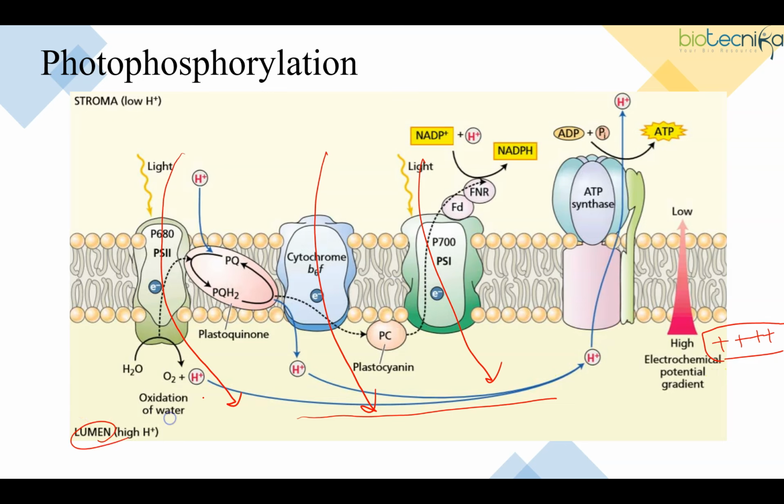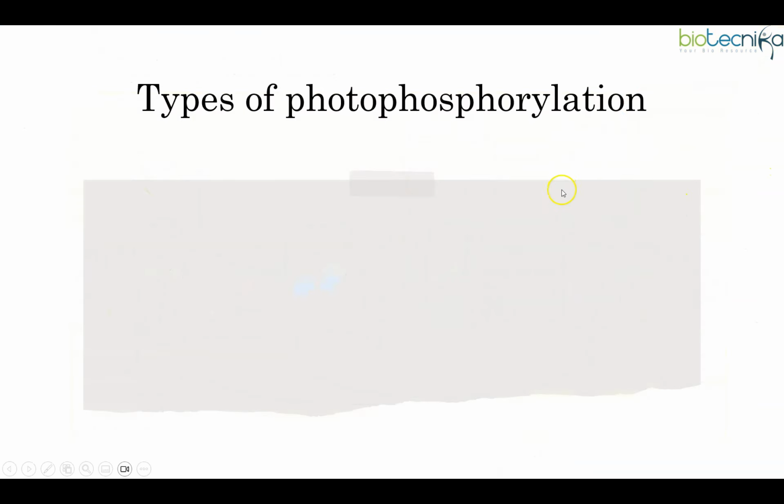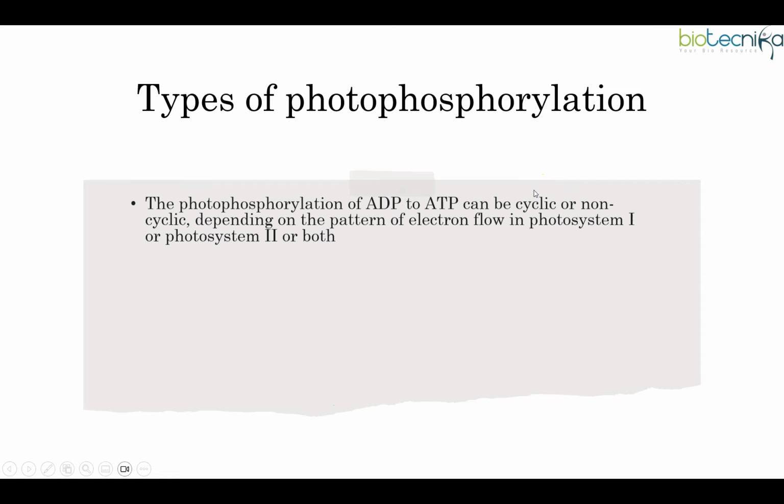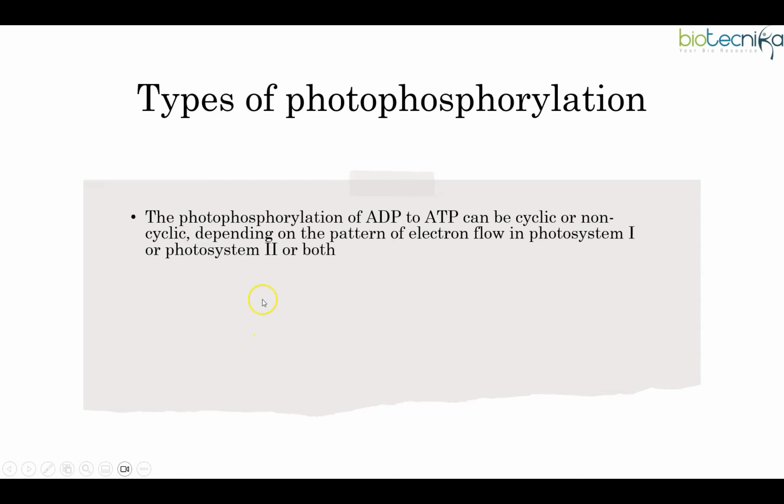It is the lumen. Okay, so remember, in case of photophosphorylation, P side is the lumen and N side is the stroma. These details are important when you are comparing these logics. Now, while we are talking about types of phosphorylation, let's also see what are the different types of photophosphorylation that we have. In a quick overview, the photophosphorylation of ADP to ATP can be cyclic or non-cyclic depending on the pattern of electron flow in photosystem 1 or photosystem 2 or both.